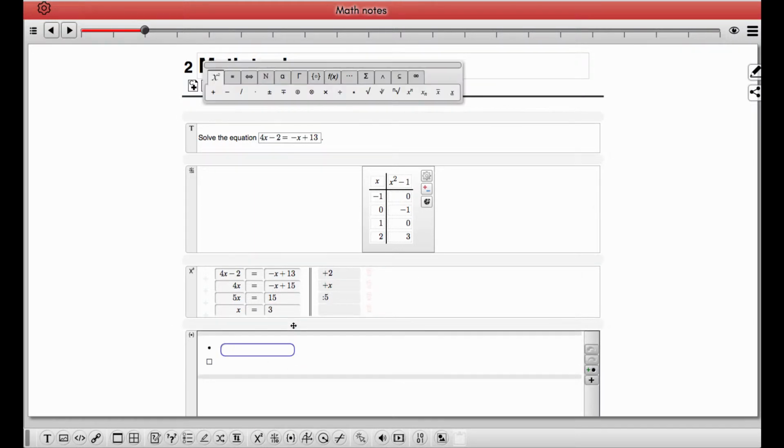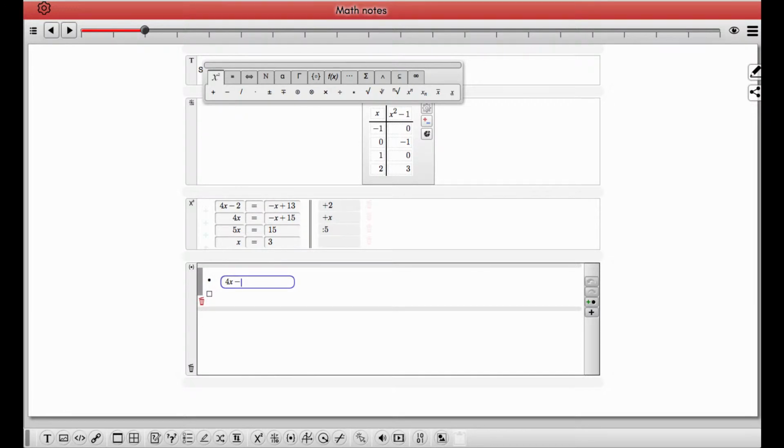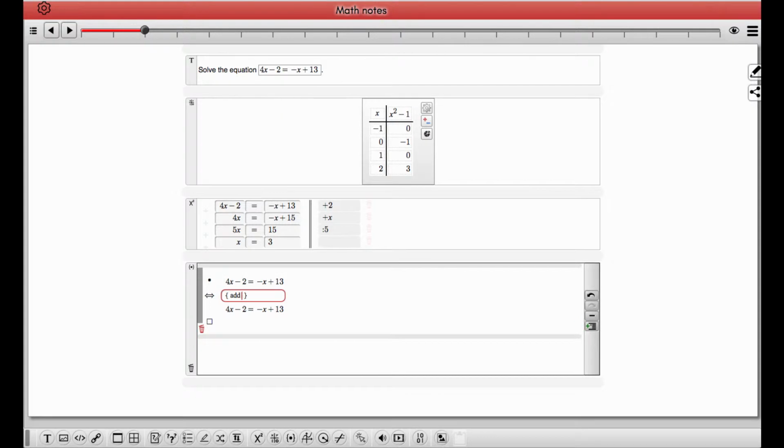Equations or any other assignments can also be solved using structured derivations. As a structured derivation, the solution to the equation proceeds as follows.